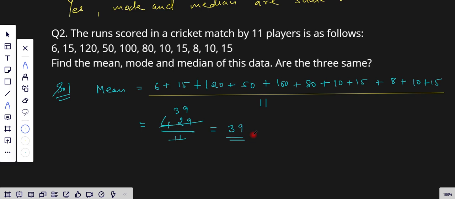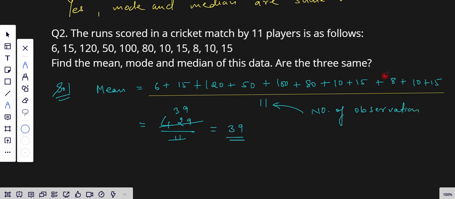So mean is nothing but the sum of observations divided by the number of observations. Here 11 is the number of observations, and these are the sum of observations.